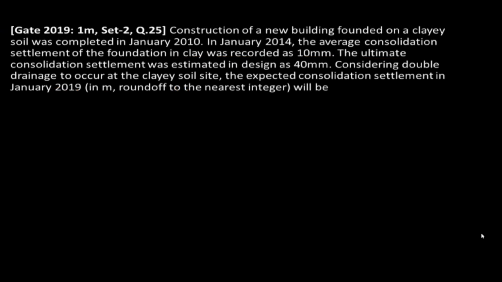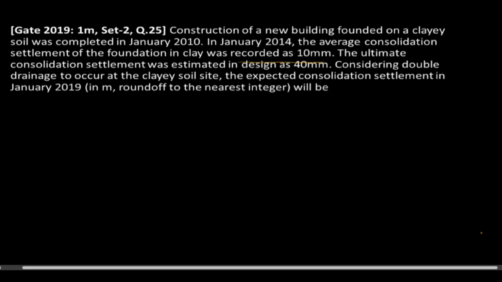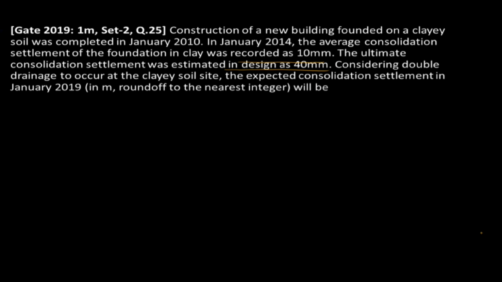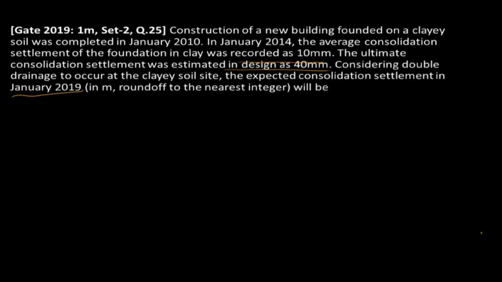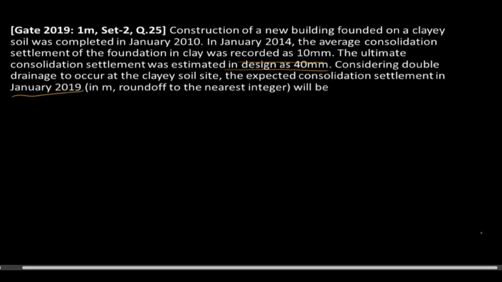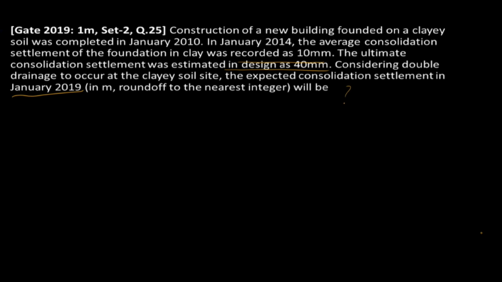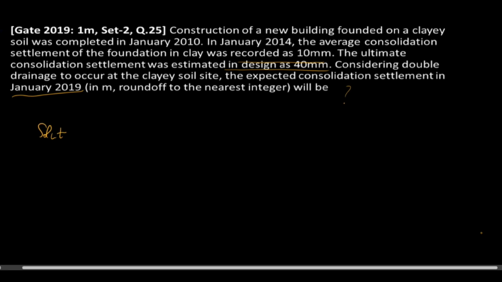If you see this question, they have given that the construction of a building on a clay soil has been completed in January 2010. In 2014, the average consolidation settlement was recorded as 10 mm, and as per design, the ultimate consolidation settlement was estimated as 40 mm. So, considering double drainage to occur at the clay soil site, the expected consolidation settlement in January 2019, that is in 9 years, is what they're asking. So, solution.